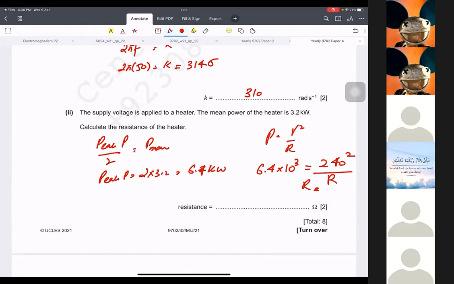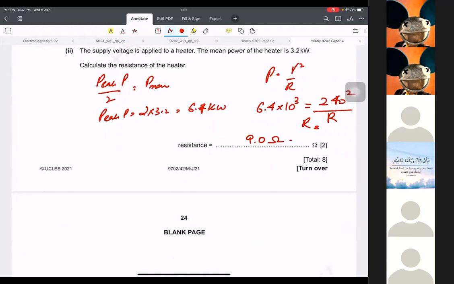VRMS squared. 9 ohm. Okay, 9.0. Okay, is it clear? We can find VRMS also. It's not a big deal. So if you want to find VRMS, then you have to find VRMS by doing this. So you find VRMS and then you can use mean power equals VRMS square over R.